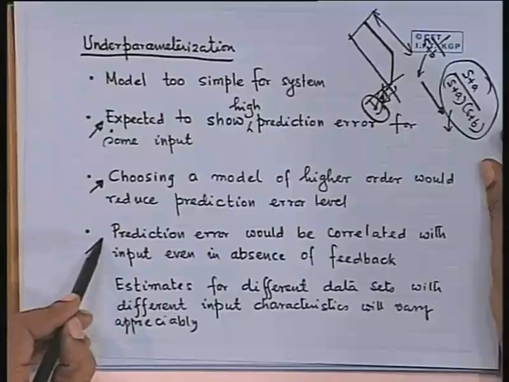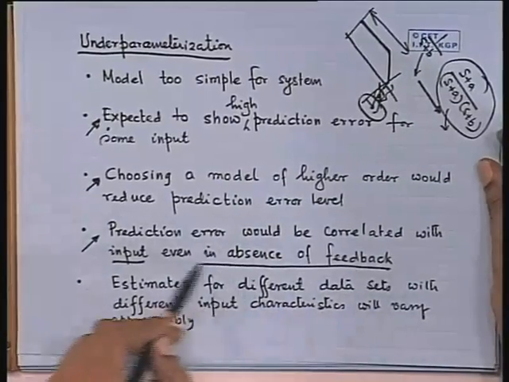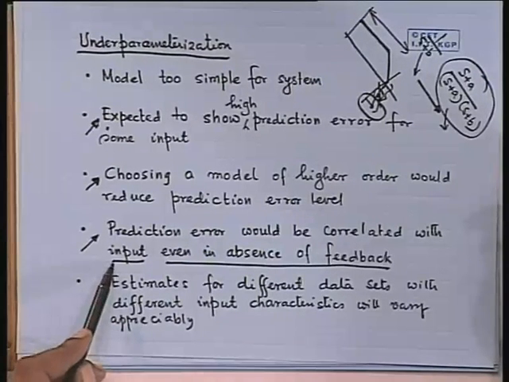Secondly, as I said, the prediction error would be uncorrelated with the input in the absence of feedback. If there is feedback, the prediction error will naturally be correlated with the input, because the input is being computed from the output. So this test will hold only if you are not doing closed loop identification. If you are doing closed loop identification, this will not hold.